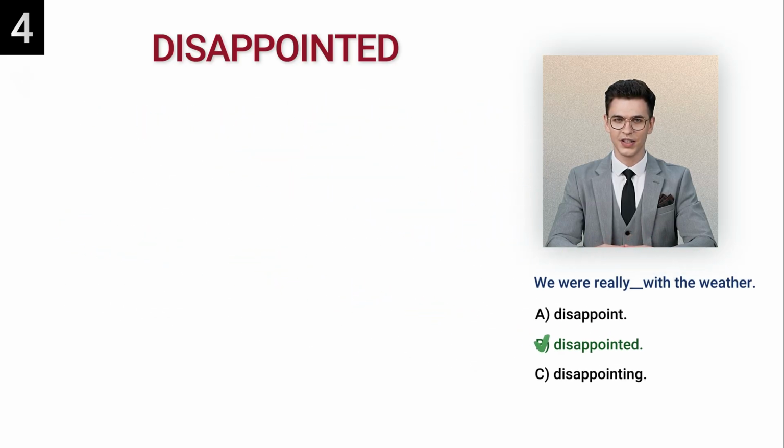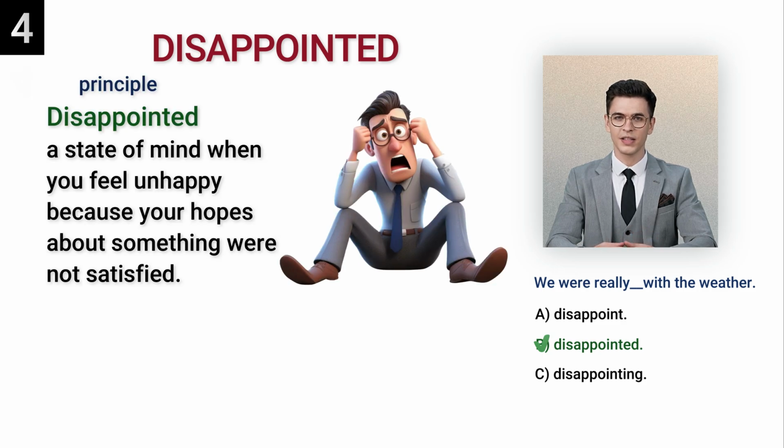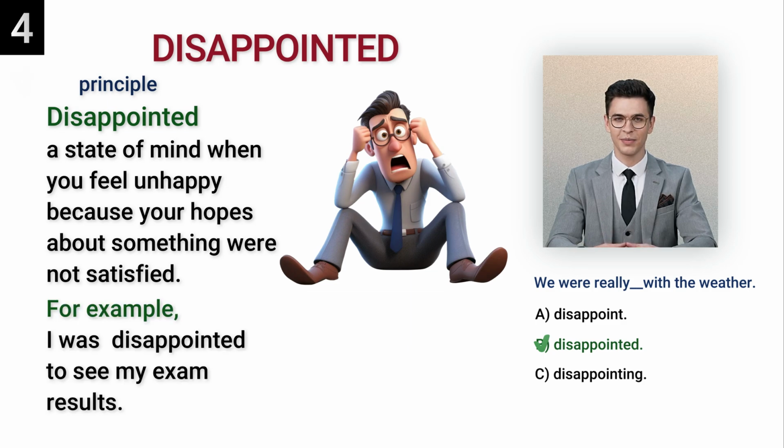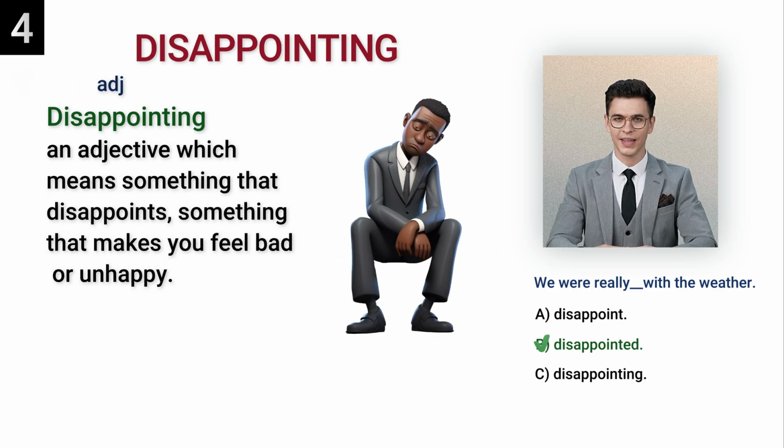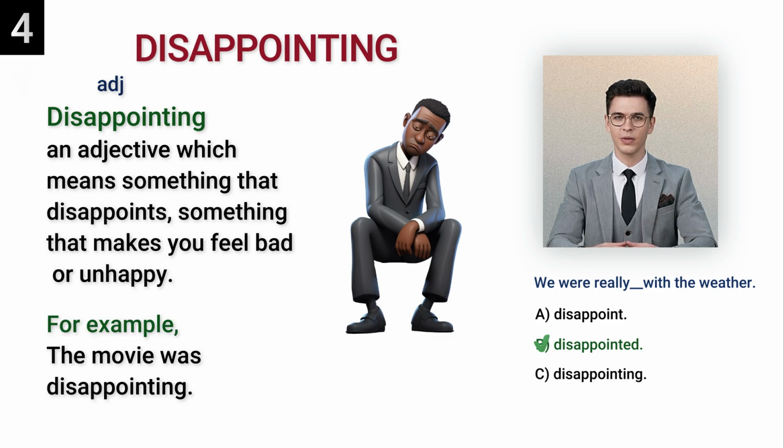But what is the difference between disappointed and disappointing? Disappointed is a state of mind when you feel unhappy because your hopes about something were not satisfied. For example, I was disappointed to see my exam results. And disappointing is an adjective which means something that disappoints, something that makes you feel bad or unhappy. For example, the movie was disappointing.